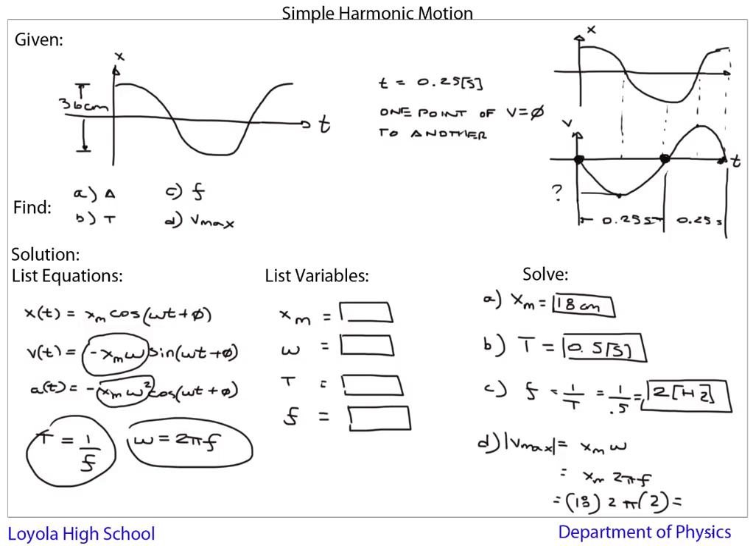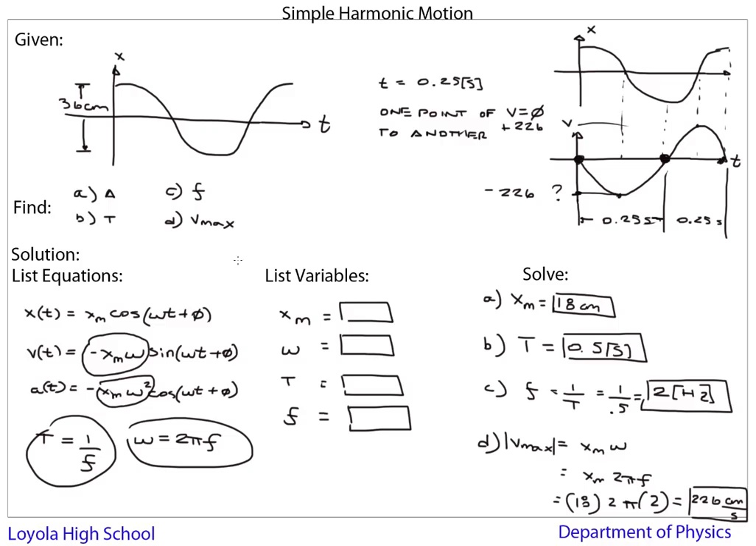And when you do all that, you get a value of 2.26, or excuse me, 226 centimeters per second, which would be 2.26 meters per second. 226 centimeters per second. So this value literally is, on the negative side, negative 226 centimeters per second. On the top side, plus 226 centimeters per second, since that's the unit I was given.